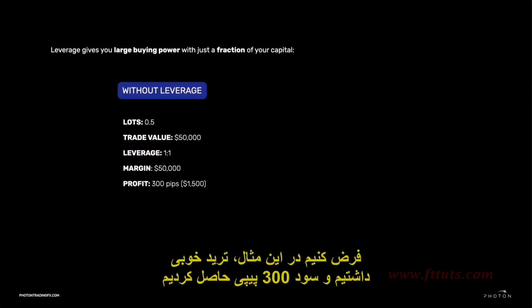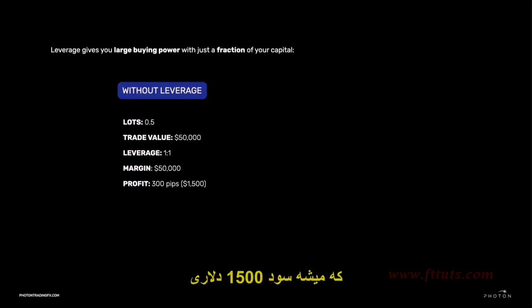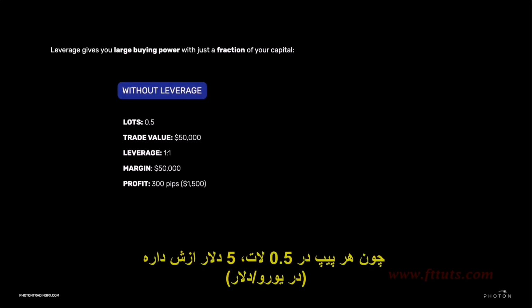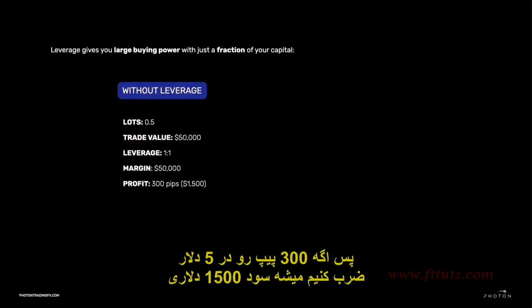So in this example, let's say you have a great trade and you make a 300 pip profit, which equates to $1,500, because 0.5 lots is worth $5 a pip on EUR/USD. So 300 pips multiplied by $5 gives you your $1,500 profit.